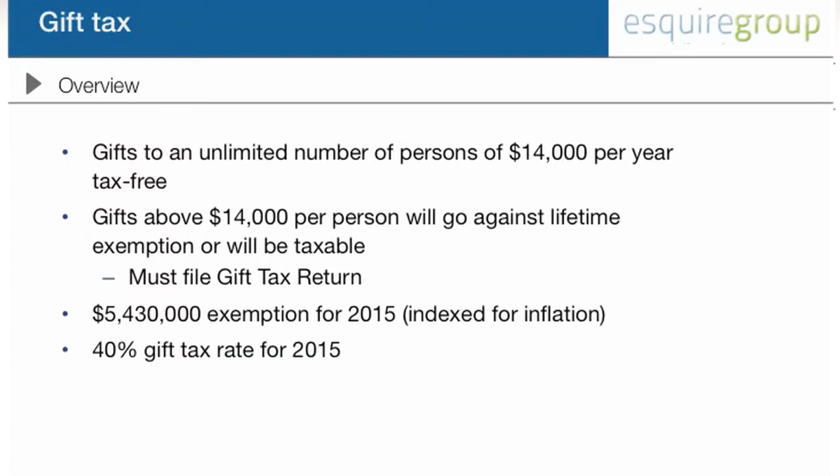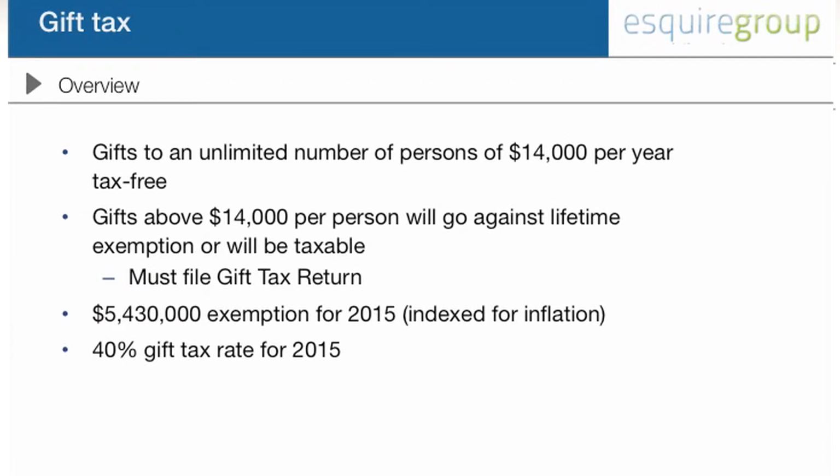In the United States, it's the person giving the gift that's liable for any gift tax, not the recipient. So, we get an annual gift tax exclusion. Basically, this means that we can give $14,000 to an unlimited number of people.